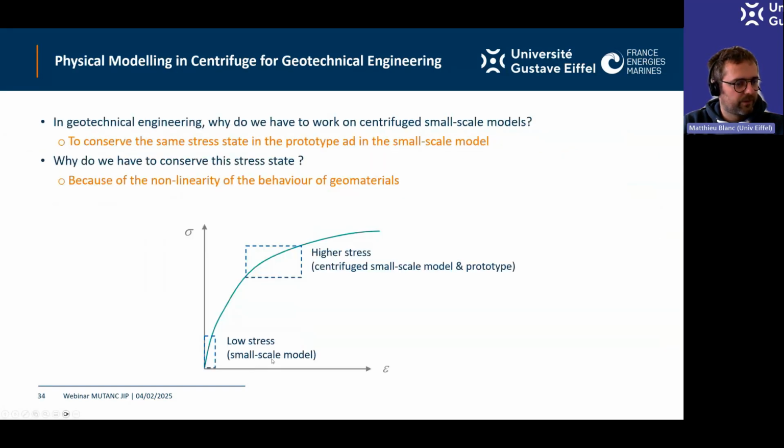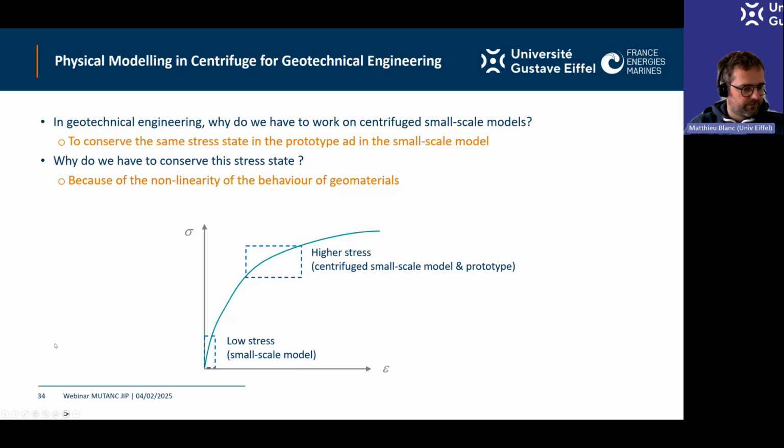So why do we use this centrifuge, and why do we have to conserve the same stress state in the prototype and in the small-scale model? We do it because in geotechnical engineering and in soil, we have a lot of non-linearity in the behavior of all the geomaterials. On this curve, you have the behavior of the geomaterial with stress versus deformation. If you look at this behavior at low stress and at higher stress, you do not have the same behavior, the same deformation related to the stress. So it's important to conserve the material and to test this material at the right stress level. If we want to use a small-scale model, because it's sometimes very difficult to perform tests at real size, you have to use a centrifuge.